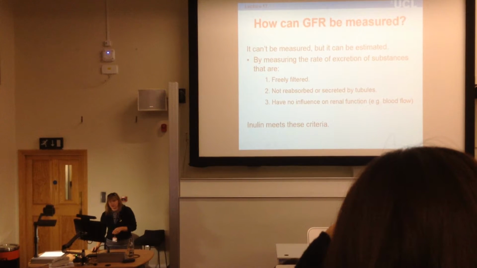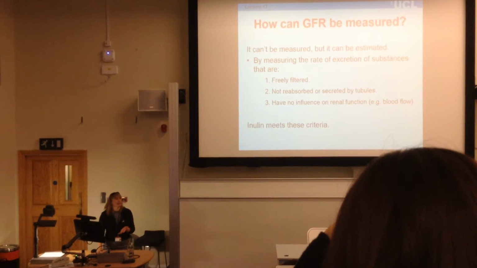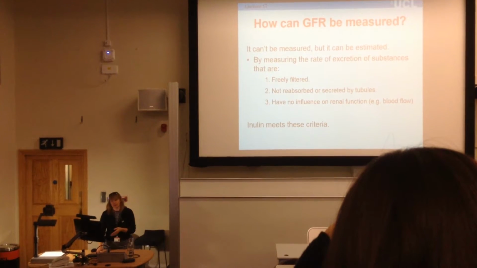So it's like glucose, it's freely filtered, but here, because it's not endogenous, it's not absorbed, it's not secreted, and it doesn't affect blood flow. So inulin is our gold standard for measuring glomerular filtration rate.